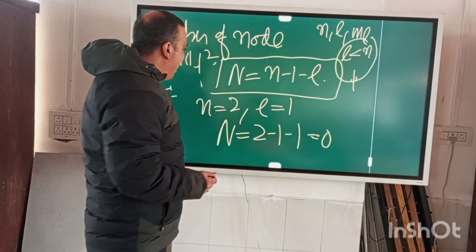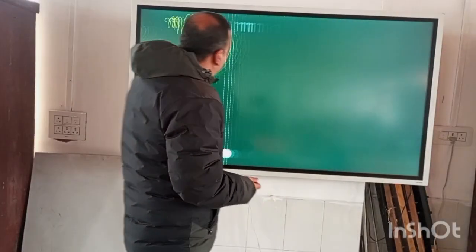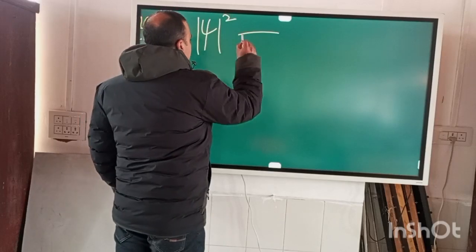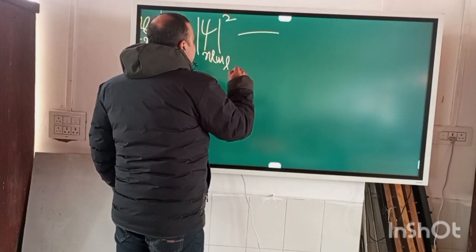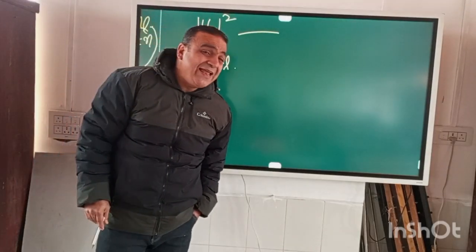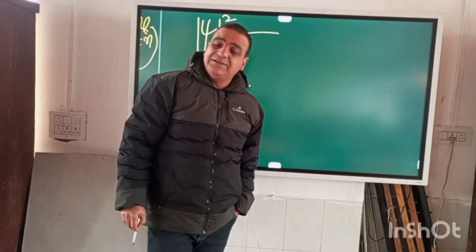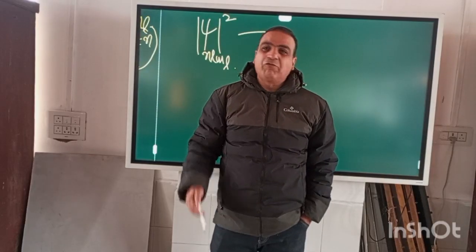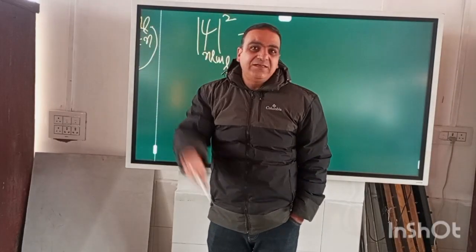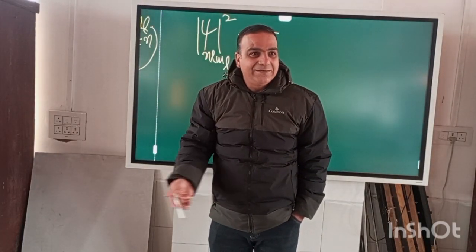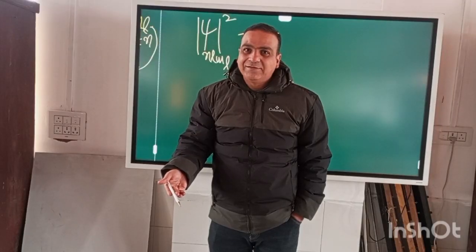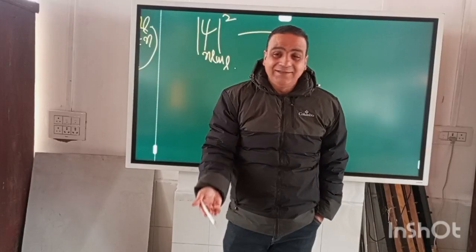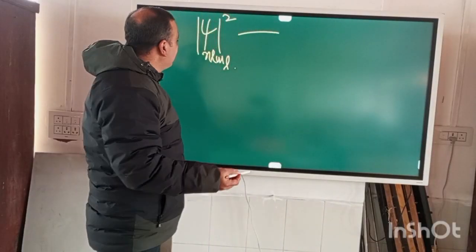Now, what is psi square? It is the probability density. What do you mean by probability density? It means the ratio between probability and the volume. Isn't it? You divide probability by the volume, and this will give us the probability density. This is what it means.